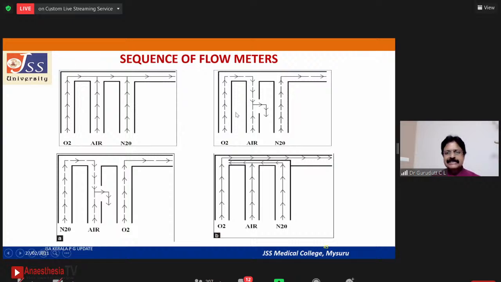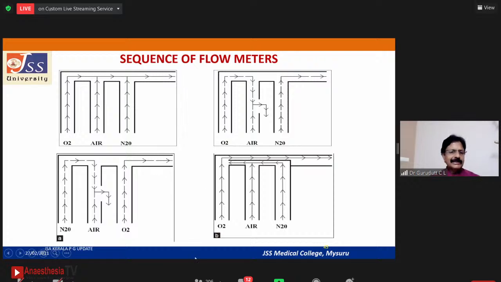If oxygen is upstream of all other gases, suppose there is a break in the flow meter of air, which is in between oxygen and nitrous oxide. When you start both oxygen and nitrous oxide, oxygen may flow through that break and start leaking out. So what the patient may be getting is more nitrous oxide and less oxygen, and a hypoxic mixture may be delivered.